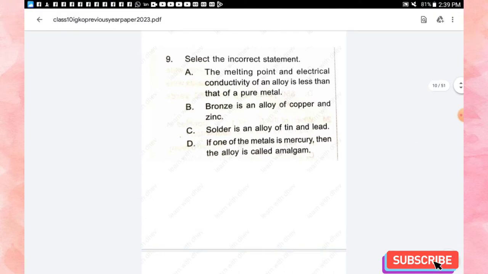Question number 9. Select the incorrect statement. Options are the melting point and electrical conductivity of an alloy is less than that of a pure metal. Bronze is an alloy of copper and zinc. Solder is an alloy of tin and lead. If one of the metals is mercury, then the alloy is called amalgam. So the question is, which is the incorrect one? Yes, it's bronze is an alloy of copper and zinc is the incorrect one.